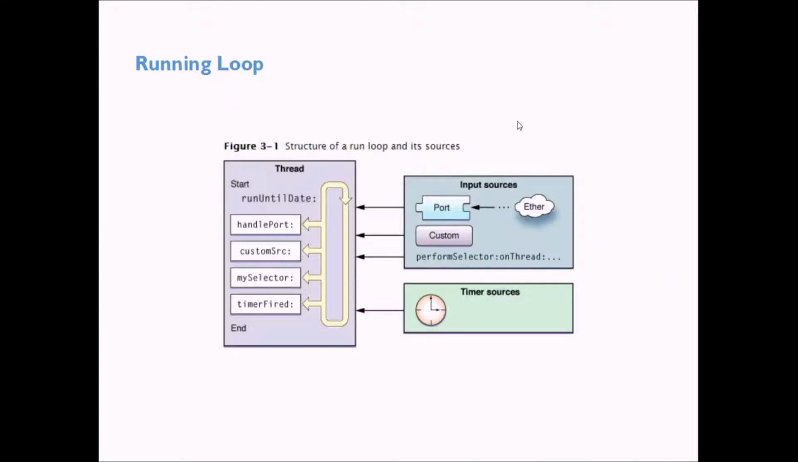In a run loop, we can see that from start to end, the thread runs four default methods: timerFired, mySelector method, customSrc method, and handlePort method, and they run one by one in a loop. For this, they need process input sources like port and custom. They also need timer sources and Ethernet.